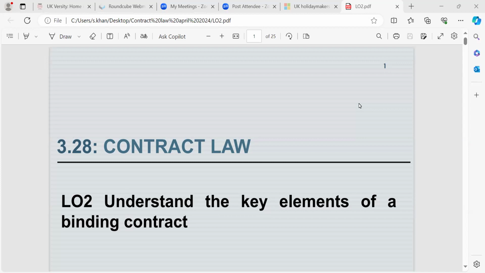If a contract is illegal, it cannot be enforced by a court or tribunal, and a void contract will not be enforced by the courts. So that was in regards to the formation of a contract and the key principles of a contract in learning outcome 1, sorry. And now we're going to go on to learning outcome 2, which is today's session, to understand the key elements of a binding contract.